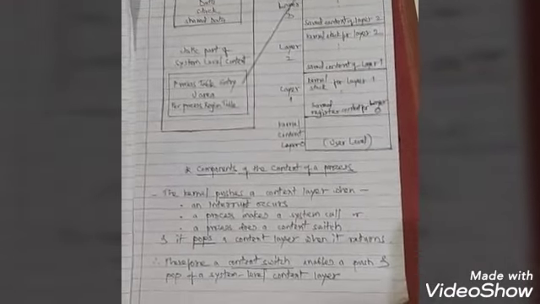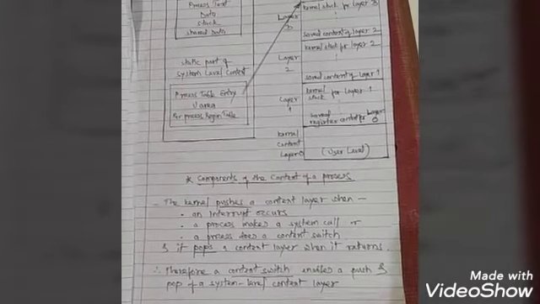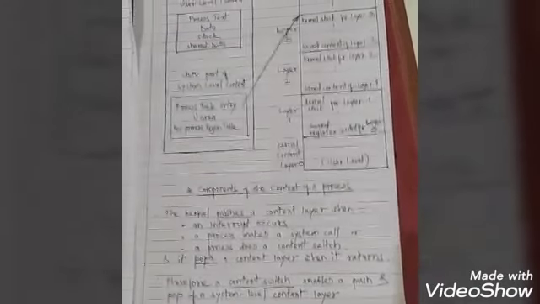In the next lecture, we are going to learn how to save the context of a process. What is the procedure to save the context of a process?